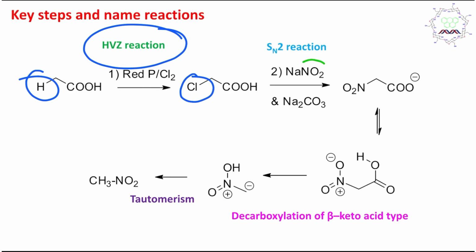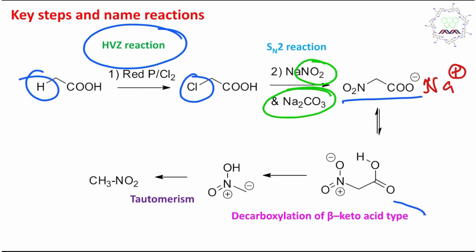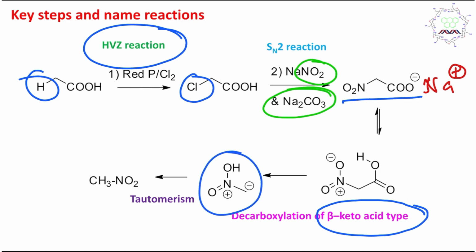So obviously this NO2 nitrogen acts as a nucleophile and undergoes this SN2 reaction, and obviously sodium carbonate is acting as a base to produce this sodium salt. Obviously the countercation is sodium. Now this salt can undergo facile decarboxylation by a beta keto acid decarboxylation type pathway, and it will produce this moiety, the proton shifted moiety, which undergoes tautomerism, and obviously it will produce this nitromethane molecule.